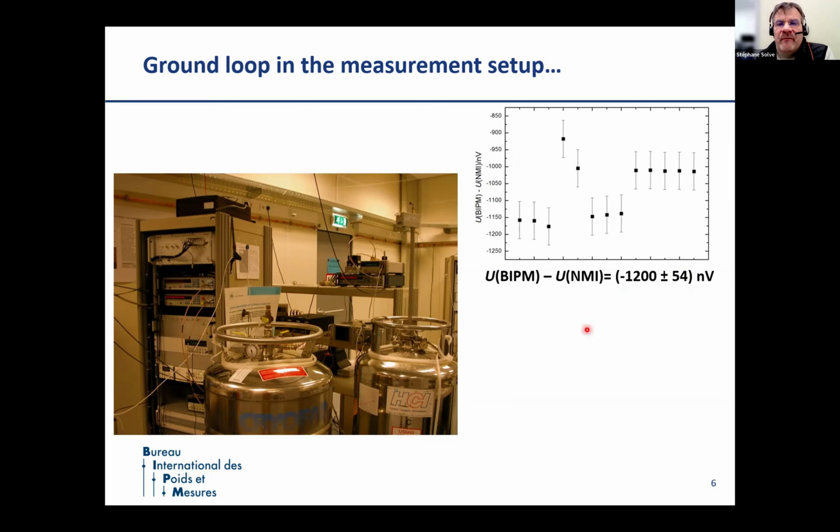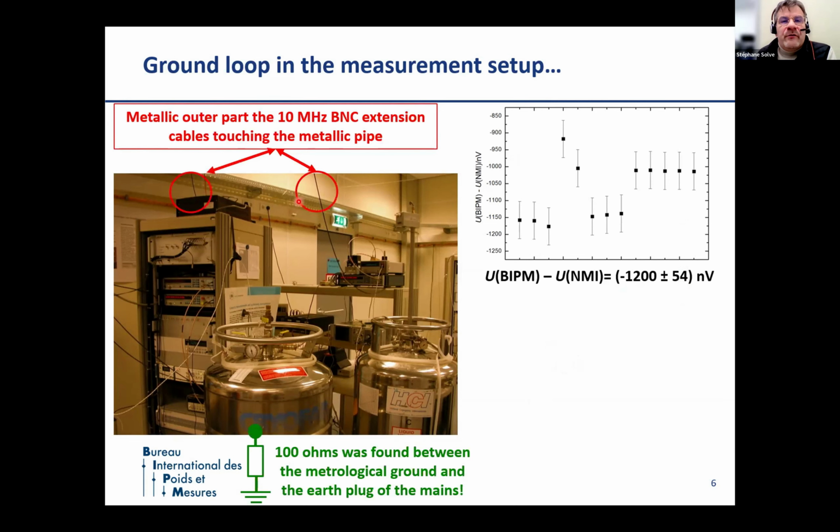This most of the time indicates that we are facing a problem with a ground loop in a measurement setup, or an existing resistance between the potential of the measurement setup and the ground of the earth potential of the mains. In that case, if you take a look here, you will see that the cables that we were using to disseminate the 10 megahertz reference to the frequency counter that you can see here and here were coming from a metallic pipe that was actually surrounding all the screening room where the measurement was installed.